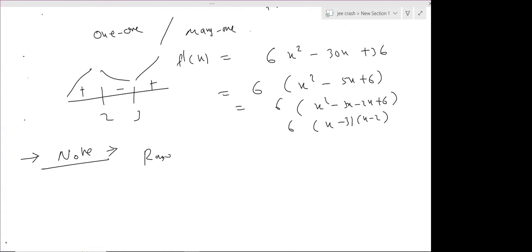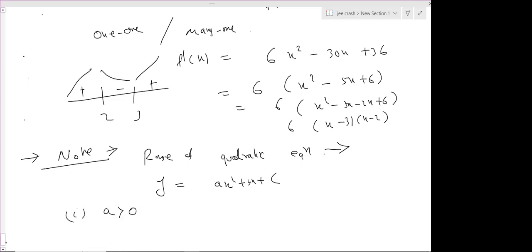The range of quadratic equation. If you have y equals ax square plus bx plus c, first case, if a is positive, then range becomes minus D upon 4a to infinite. All right, we all know the graph like this. So minimum point is minus D upon 4a, and this is included.